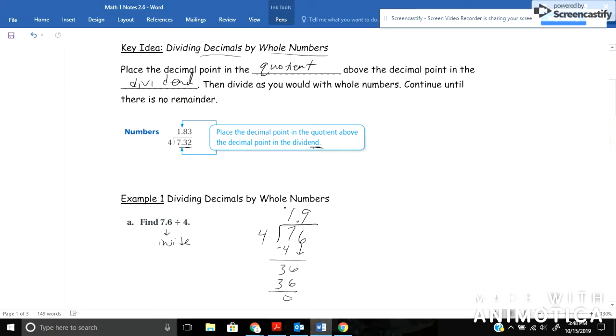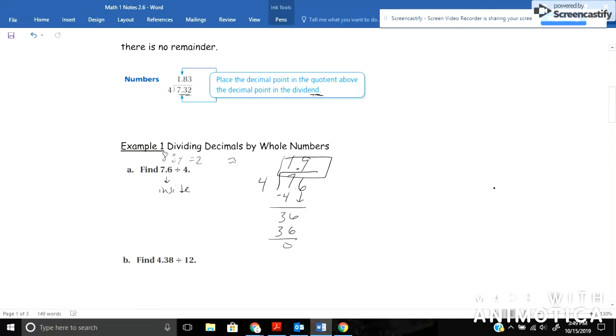Let's just do a little estimating, to make sure that makes sense. Well, 7.6 rounds to 8, and 8 divided by 4 gives me 2. Is that reasonable? Yeah, 2 is really close to 1.9, so that makes sense.